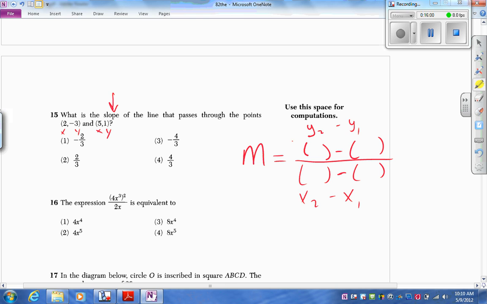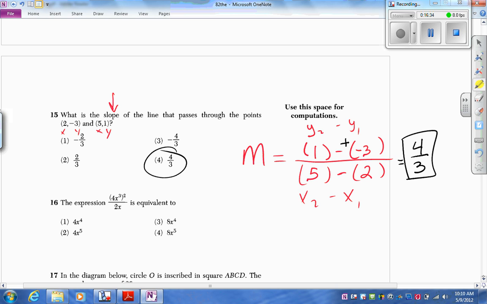The second y is over here. That's 1. The first y is -3. Second x is 5, and the first x is 2. And a negative and a negative make a positive. So this becomes 4 over 3. Just choice 4. You could have also graphed this thing.